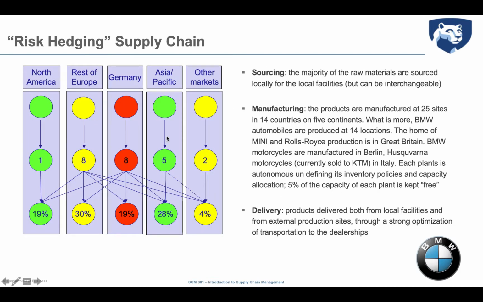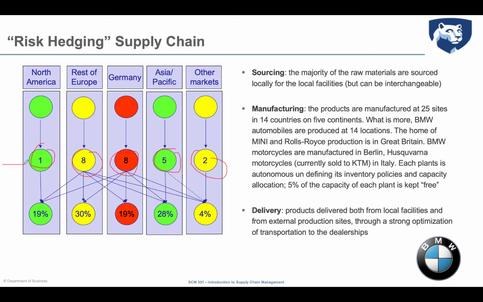Another representation of the supply chain is this one. You see that these are the factories, one in North America, one in the rest of Europe, one in Germany, one in Asia, one in other markets. You see that each plant, look at the arrows.